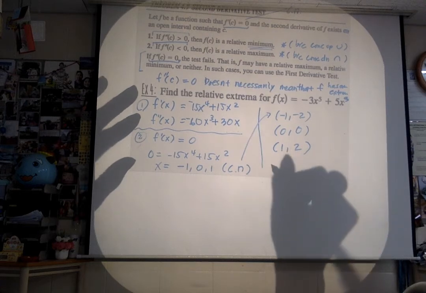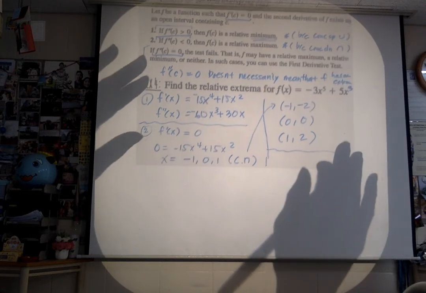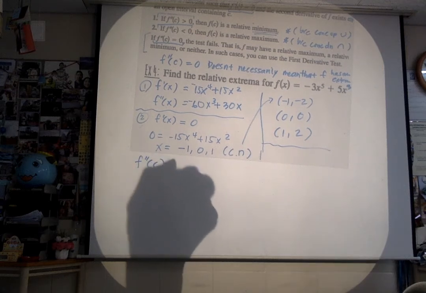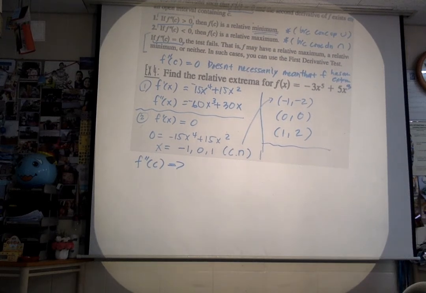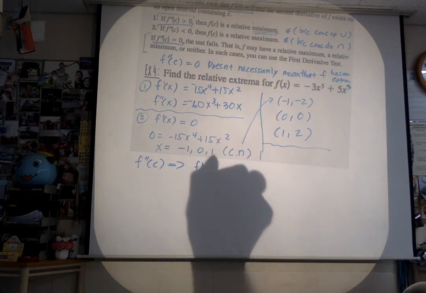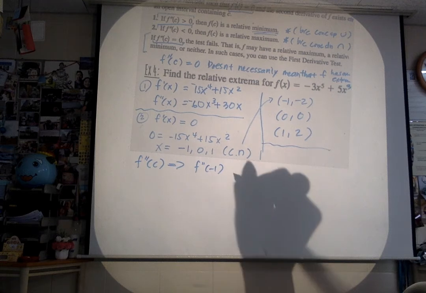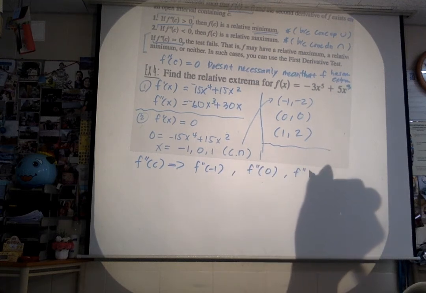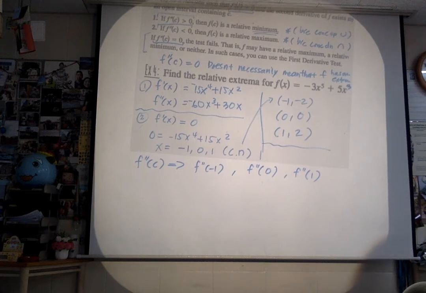Now let's find f double prime at c, okay? So that means you have to take these same critical points and take the double prime of f of negative 1, the double prime of 0, and the second derivative of 1. I'm using those words interchangeably, and it's okay for you to do that.